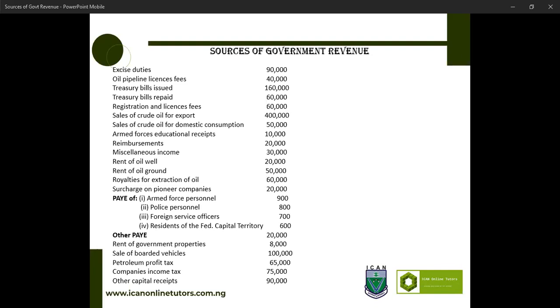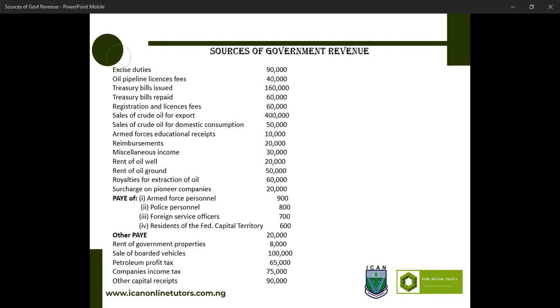Are we there? Yes, sir. But it's a license fee. It's a fee for anyone that wants to go into the oil sector. Registration or getting a license, you have to make a payment to the government for you to have a license. So is it not a source of revenue to the government? Yes. So anything relating to oil, either license, registration, any payments relating to it, these are revenue to the government.